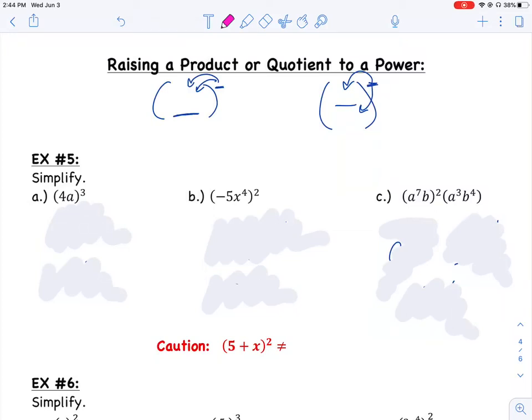All right, here's our final video from section 4.1. We're going to finish off example 5 and 6 and then have you try some problems before we move on, okay? We've been talking about exponents and the different rules for exponents.